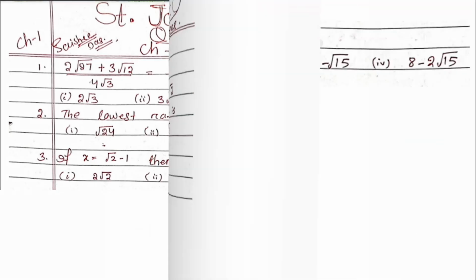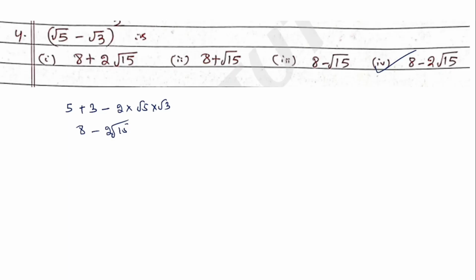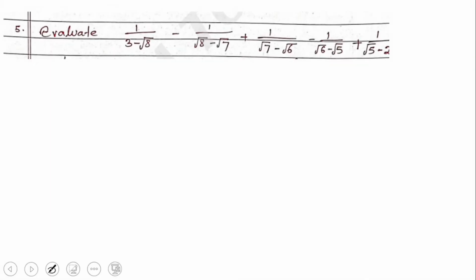Now next question. Question number 4. (Root 5 minus root 3) whole square is dash. A minus b whole square, the formula is a square plus b square minus 2ab. A square means only 5 because root 5 square is only 5, plus b square, that is 3, minus 2ab, 2 into a into b. So 8 minus 2 root 15. Option number IV.